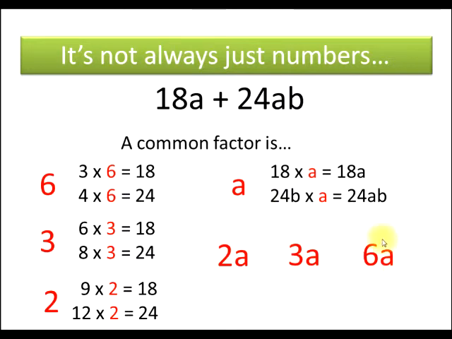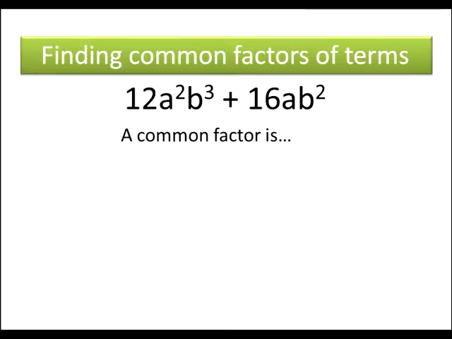So the highest common factor is the highest thing that is common to both. Now, this one looks horrendous, and this is literally as hard as it gets. If we look at the numbers 12 and 16, you should be able to see that we have a 4 and a 2 we could take out. If we look at just the letters, we could take out an A, because there's an A in both, and we could also say there's a B in both.